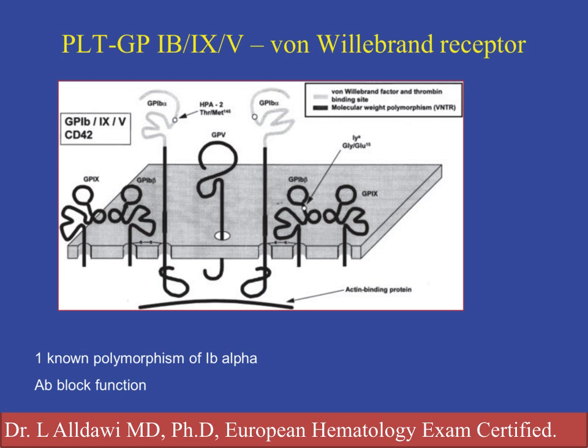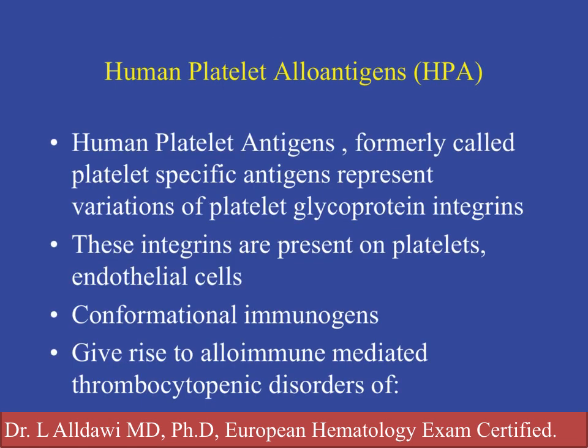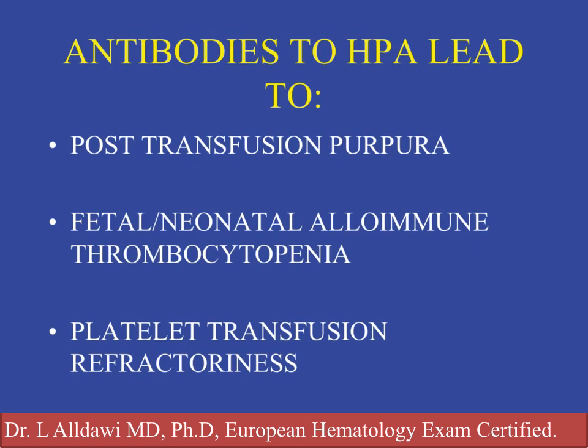This is glycoprotein 1B9, and you can see many alloantigens. Human platelet alloantigens, as we said, are not called platelet-specific antigens anymore because they are present on other tissues. They are conformational immunogens, which means the conformation of the protein decides whether it's immunogenic or not. They give rise to alloimmune-mediated thrombocytopenic disorders: post-transfusion purpura, fetal or neonatal alloimmune thrombocytopenia, and platelet transfusion refractoriness.